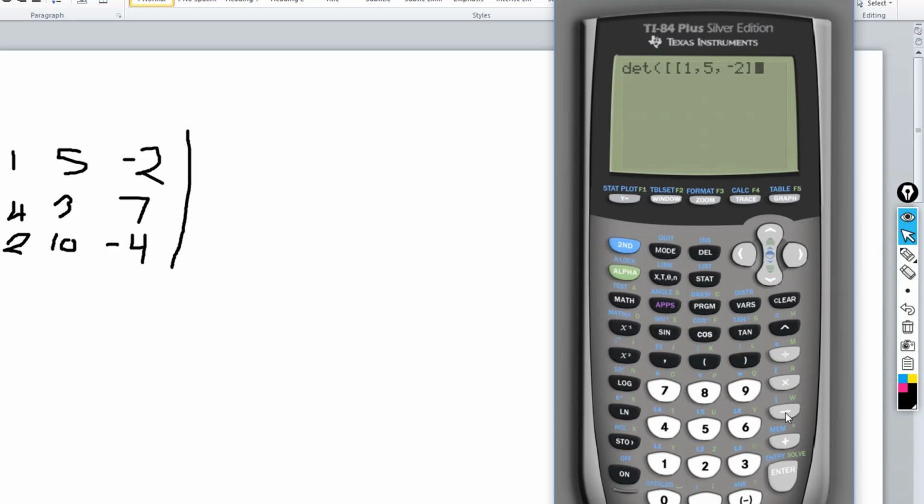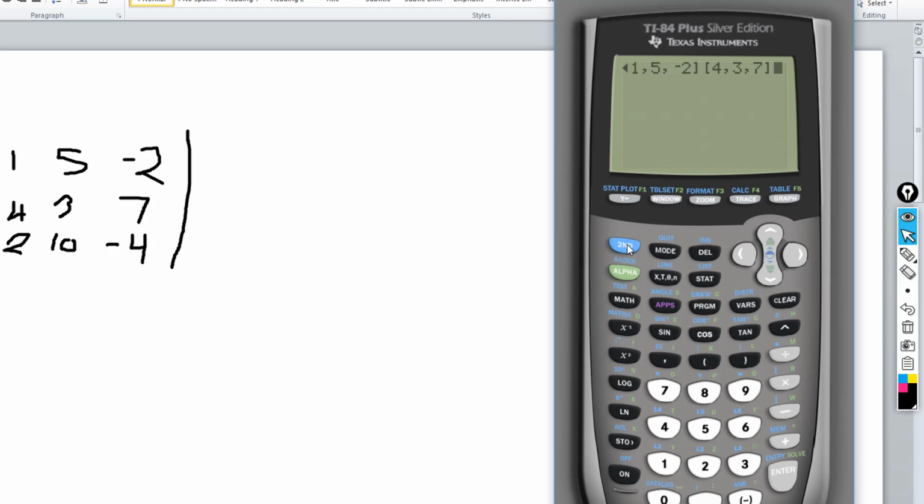Right here where the minus sign is. Now I'm starting another row. So again, a left bracket, second, and enter then 4, comma, 3, comma, 7. And then I'm going to finish this row now. So I have a right bracket, second key again, and over here to the minus sign. That closes that one. I'm going to start the third row.